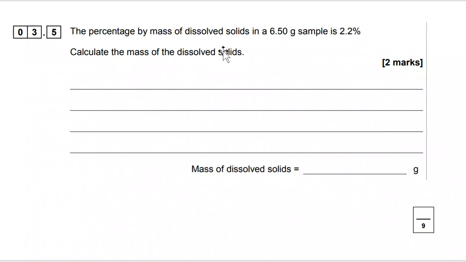3.5, the percentage by mass of dissolved solids in a 6.5 gram sample is 2.2%. Calculate the mass of the dissolved solids. So, 6.5 grams, 2.2. So what is 2.2% of 6.5? That's essentially the calculation that we are doing. And we get 0.143 grams. And that takes us to the end of question 3.